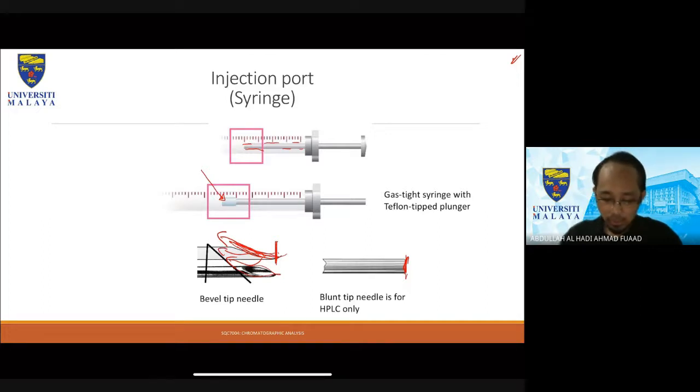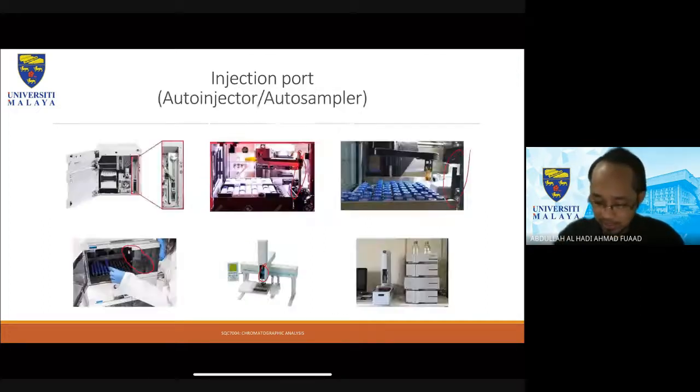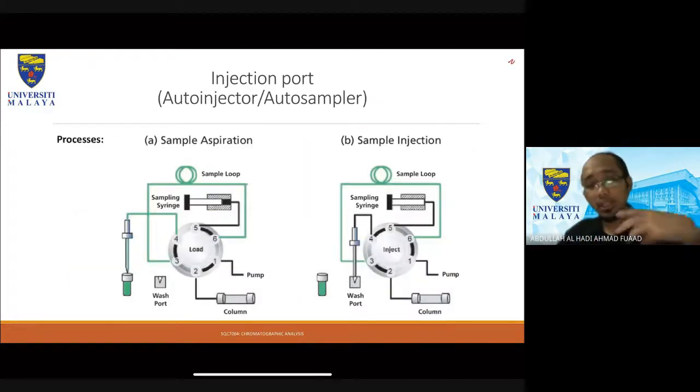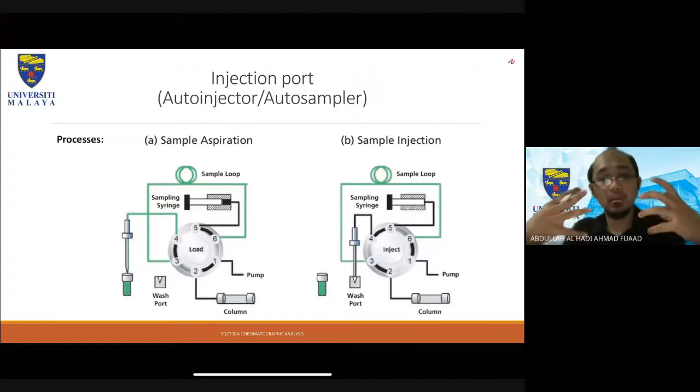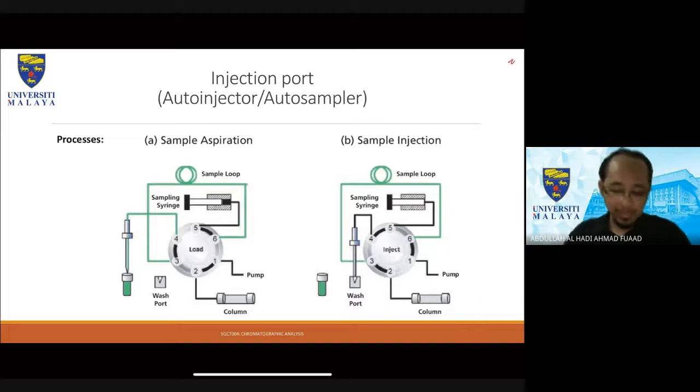Oops, so I want to change. Again, this is just an example of an auto injector system. I will try my best to do a recording and show you guys a video on what the components of the HPLC system are, instead of just a still image like this.